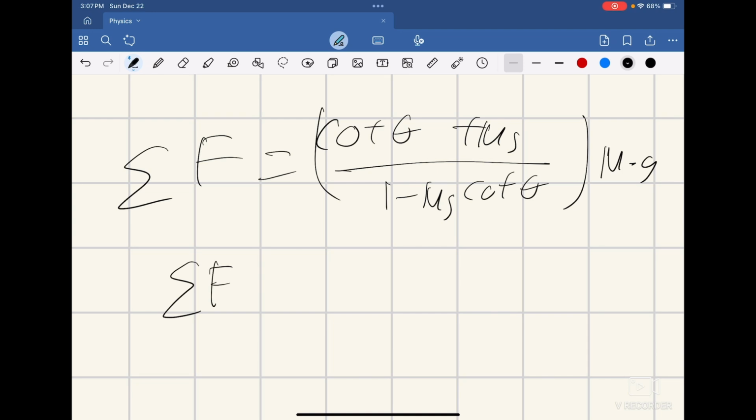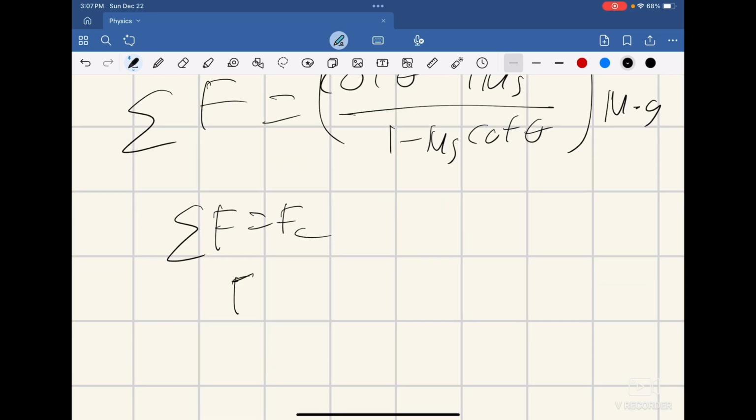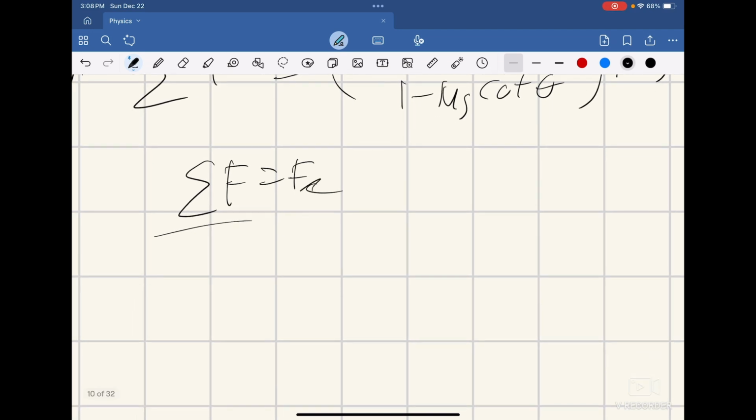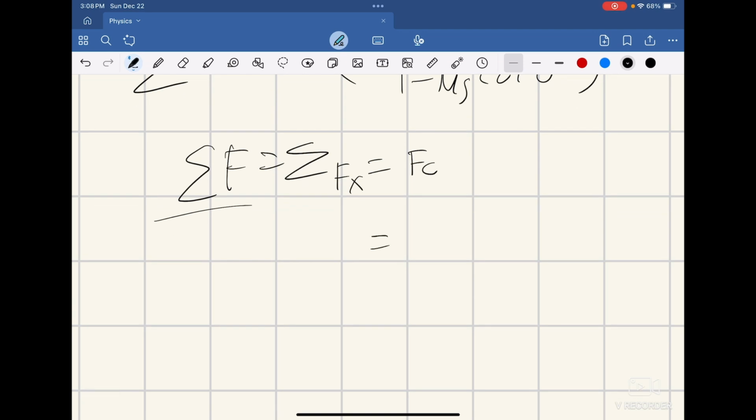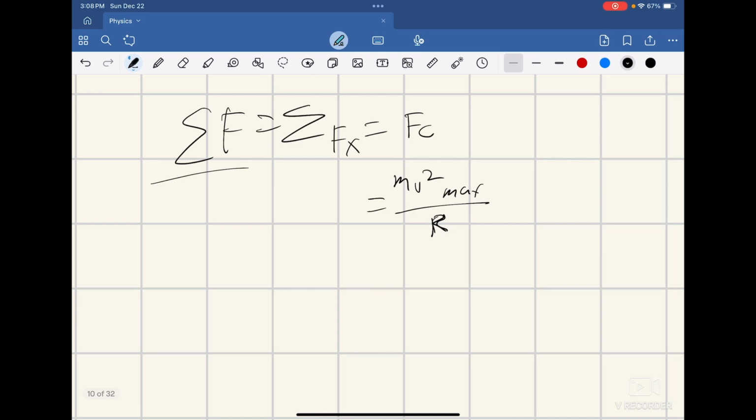Well, sigma f is given strictly by fc, and the reason why is because f of y just does not exist. All there is is f of x, because the car doesn't move upwards or downwards, so there's no acceleration. It's just going to be constant, and therefore the net force in the y direction is going to be 0, right? So sigma f is just equal to sigma fx, which is equal to fc, and that is equal to mv squared max over r. It could be min or max, but max is the function that we're looking for.